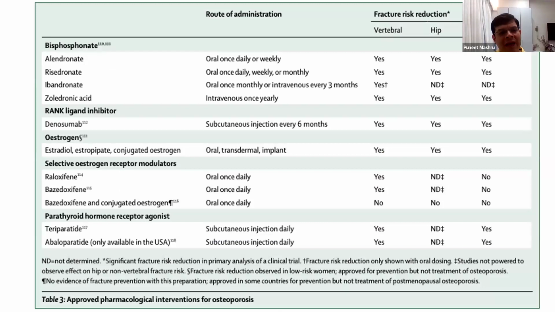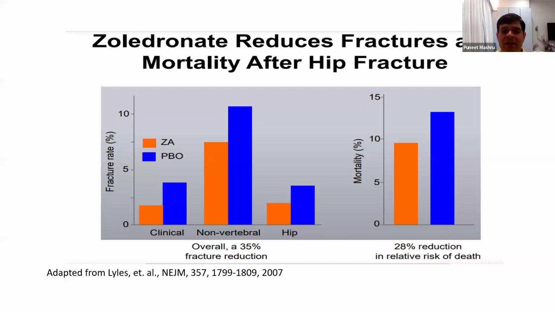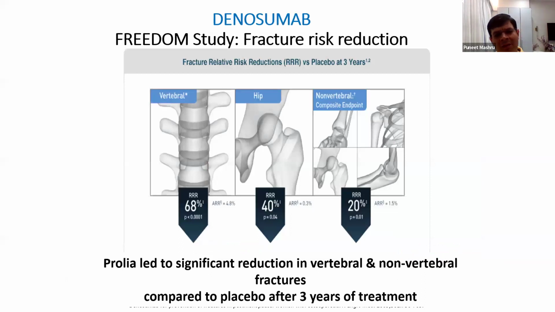Anyways, now we have all these options. So, what do we treat? We are spoiled for choice. There is a lot of data with regards to zoledronate injection, which can reduce fractures and mortality after hip fracture. So this is a good option, and it can be given just prior to discharge of these patients. But there are also other options like denosumab.